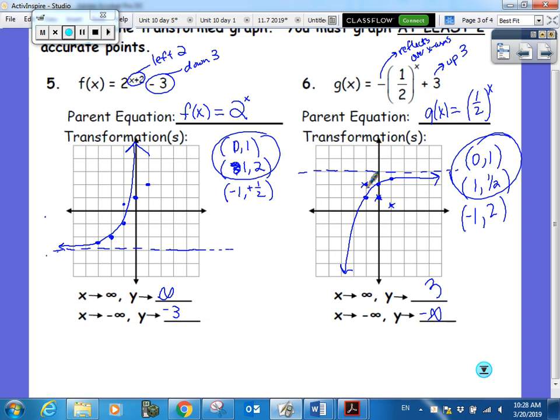Okay? You have to do it in that order, because if I had, let's take this point, if I had moved that up 3 first and then reflected over the x-axis, I end up down here, which is not a point on that graph.